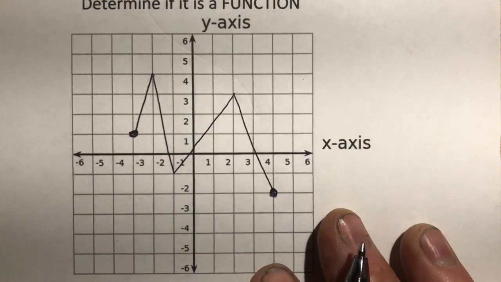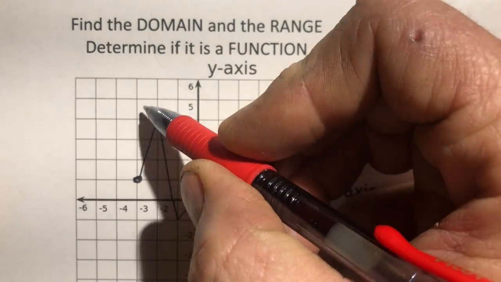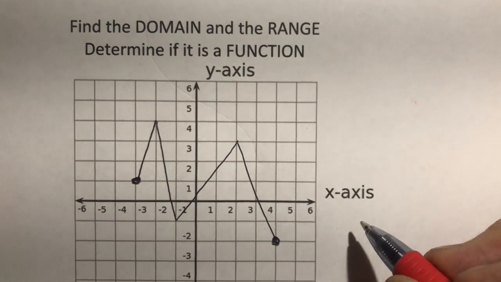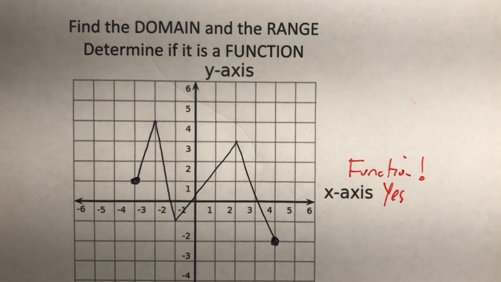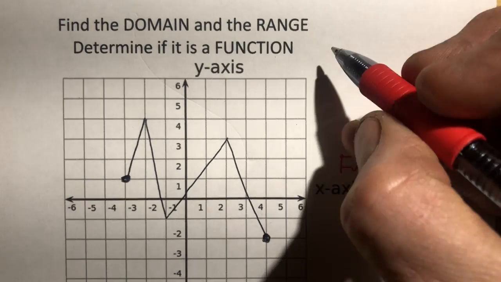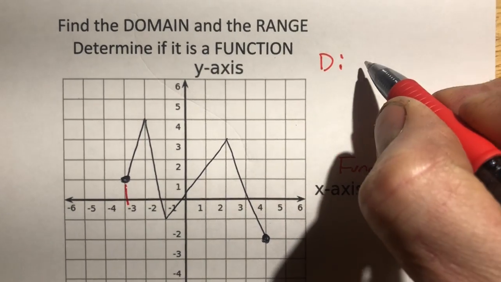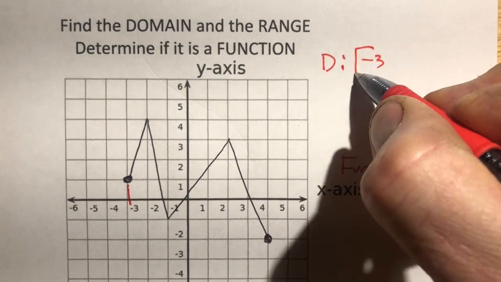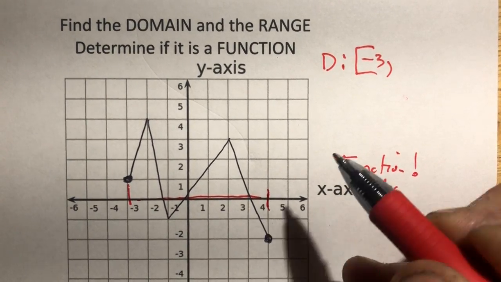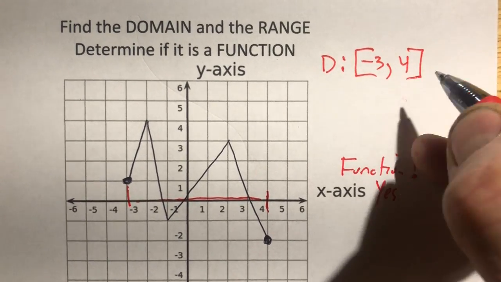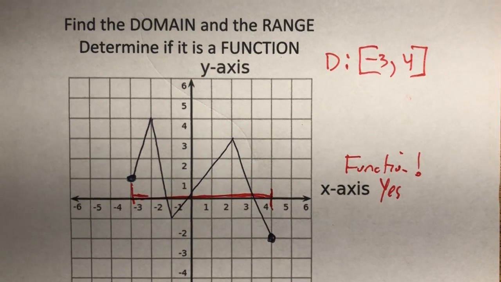Okay. So this one. Find the domain and range here, determine if it's a function. All right, no matter where I draw a vertical line, I only hit it one time. So this is a function. Yes. Okay, now what's the domain and range? So I'm on the domain. The furthest to the left it goes is right here at -3. And it looks like it's colored in, so it's included. The furthest to the right is 4. And it's included, so it's got a bracket. So there's my domain. It goes from -3 all the way to 4.